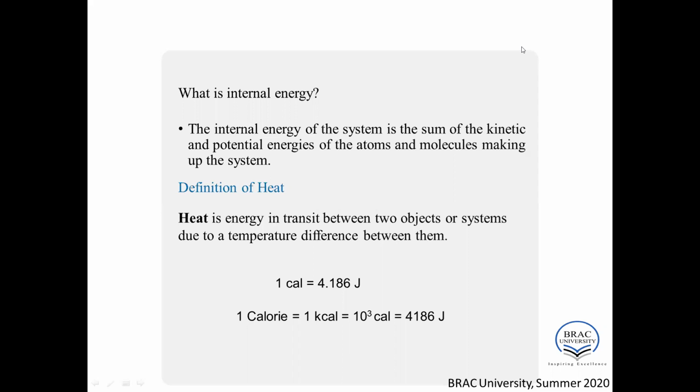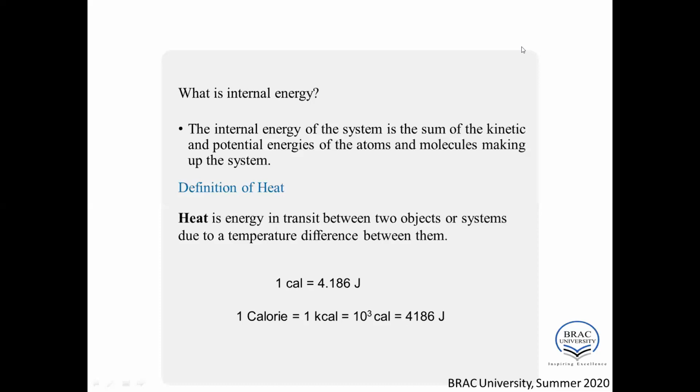Now let's talk about heat. Heat is a kind of energy which is basically transferred from one object to another object due to the temperature difference between them. The unit of heat is the calorie, and the SI unit is the joule.